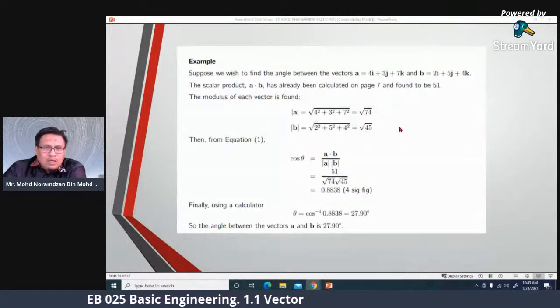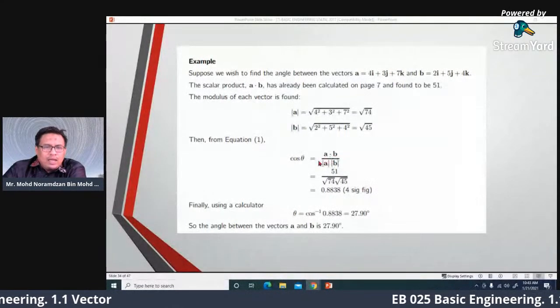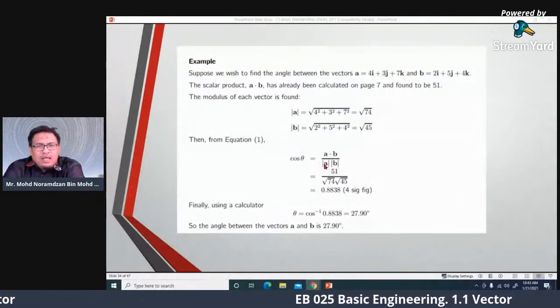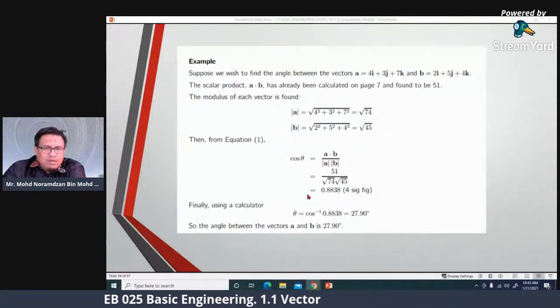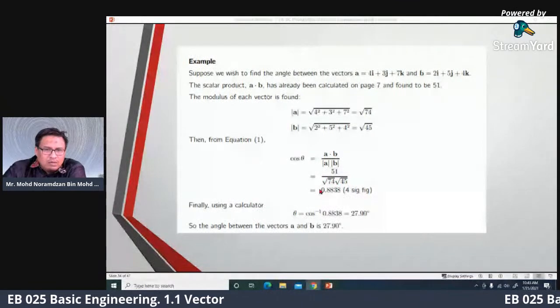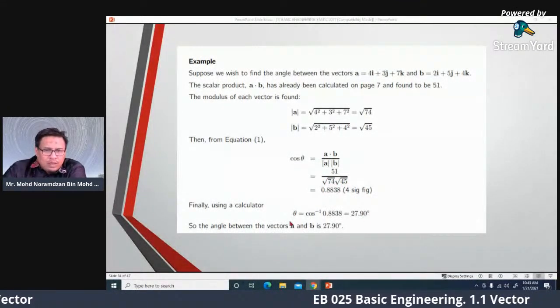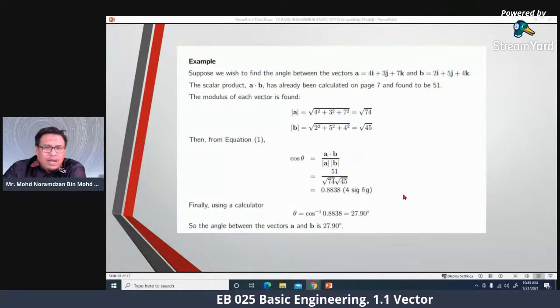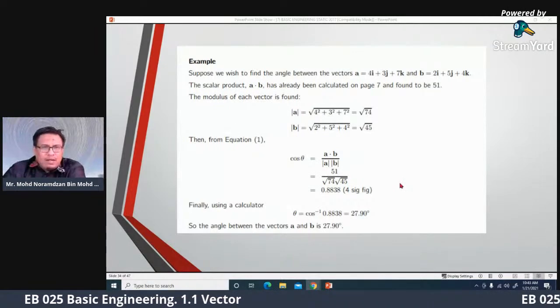So cos theta is equal to A dot B divided by the magnitude of A and the magnitude of B. So you get the answer, and then using the calculator you get the degree. Okay. This is the dot product. All right. Now the vector product.